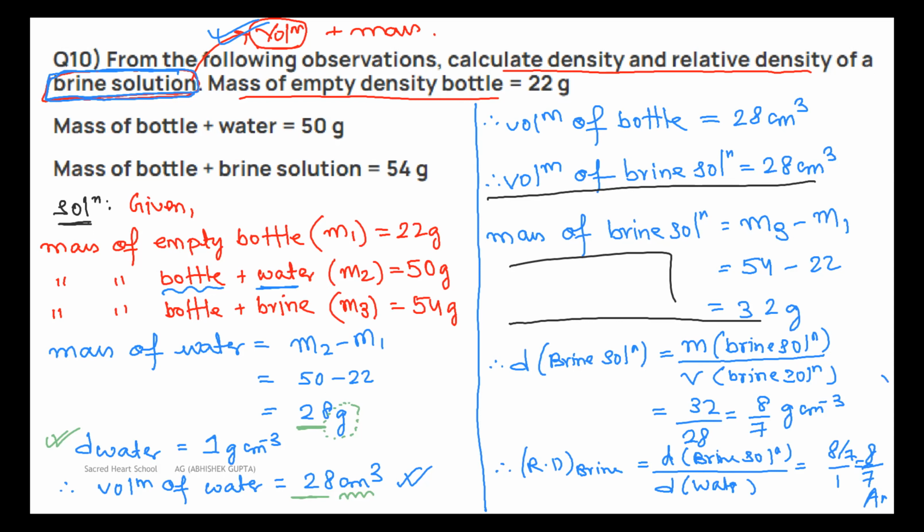Same thing. First you calculate the mass of water, first step. Then we know the fact that the density of water is 1, so the volume of water will be the same as the mass of water. So if the mass of water is this, the volume of the bottle we can calculate, the volume of liquid will be the same. For the brine solution, the mass we can calculate, the density we can calculate, and the relative density can be simple.